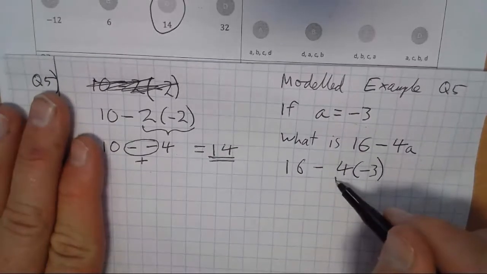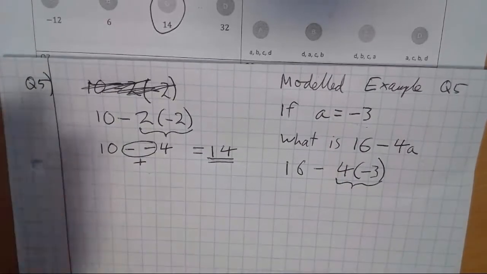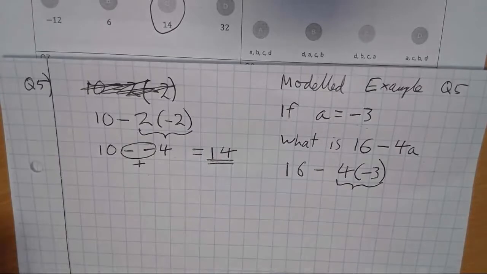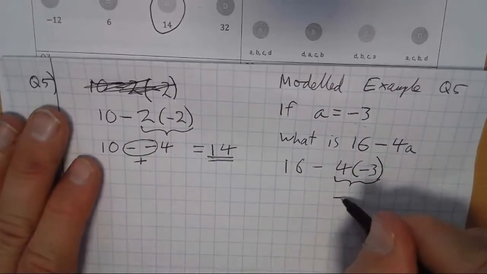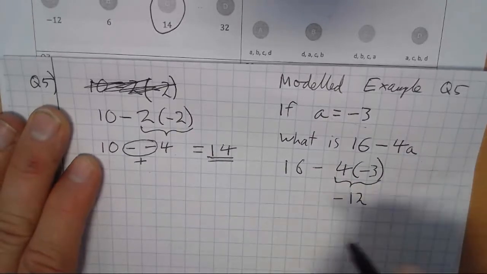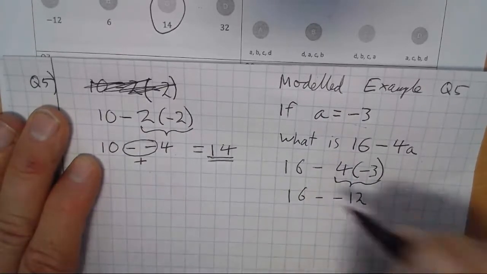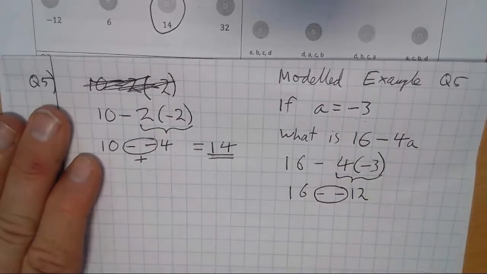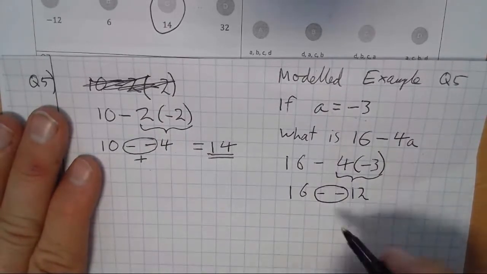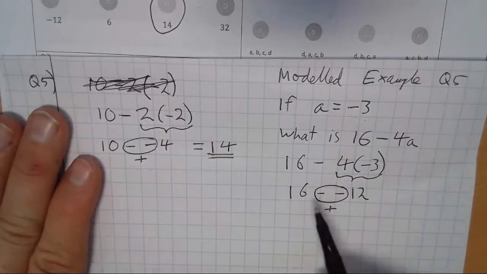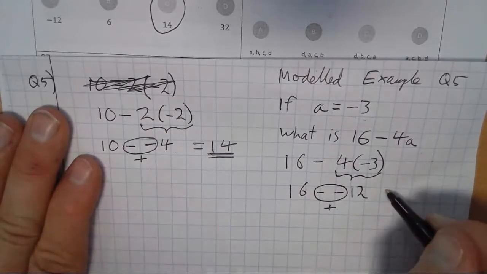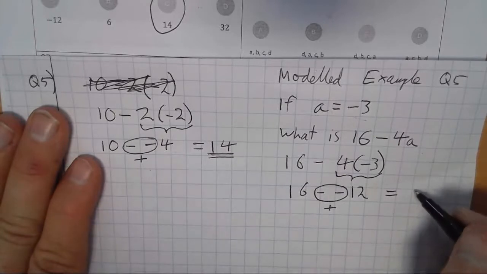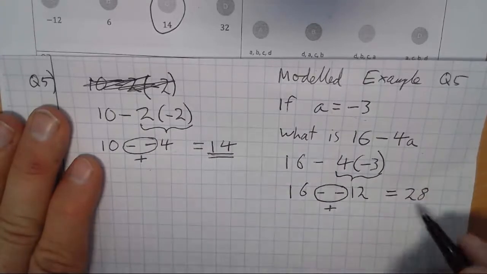So now, if I have two things next to each other, they are multiplied together. So I need my multiplication with negatives. 4 times minus 3 is minus 12. So I've got 16 take away minus 12. And the last part of this is those are both minuses next to each other, so that turns into an addition. So I've got 16 plus 12, which is 28.